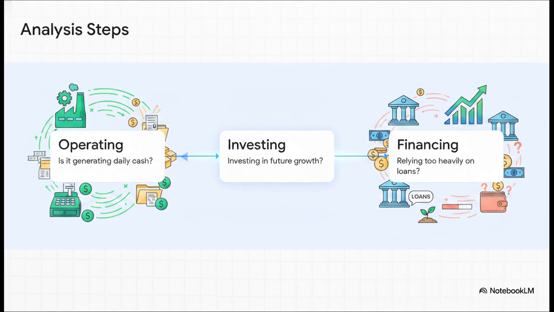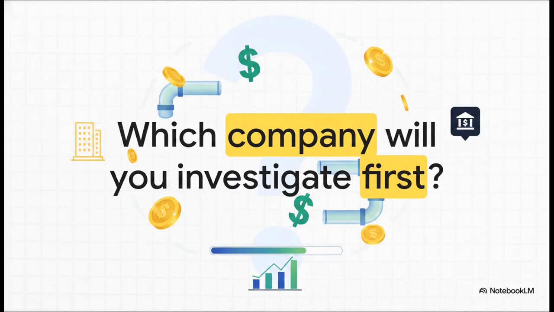And step 3. Review financing activities. Is the business surviving on its own revenues, or is it relying way too heavily on taking out loans and raising new money? Today, you learned that cash, not just profit, is what truly keeps a business alive. You now understand exactly what a cash flow statement is, its 3 distinct sections, why profitable businesses can still fail, and how to analyze cash movement.